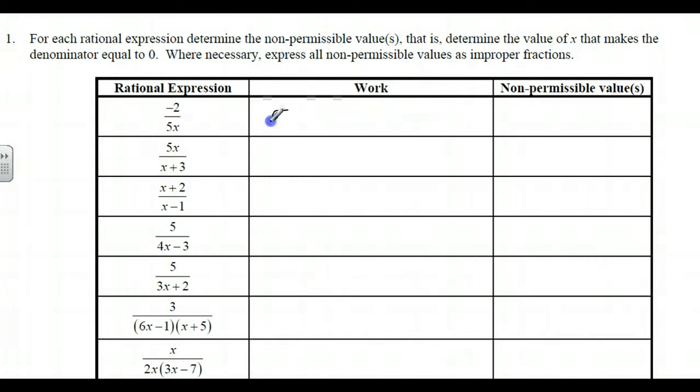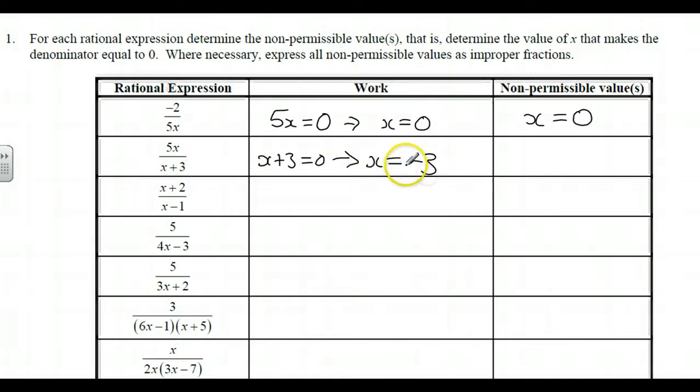Okay, so we know that 5x equals 0 will yield a non-permissible value, which means that x equals 0, and the non-permissible value is x equals 0. Here, if x plus 3 is 0, in other words, if x is negative 3, then we will have a non-permissible value. X is not allowed to be negative 3. It doesn't matter if the top is 0, right? The numerator doesn't matter if you put negative 2 in here. You'd simply end up with 0 divided by something, and 0 divided by something is simply 0.